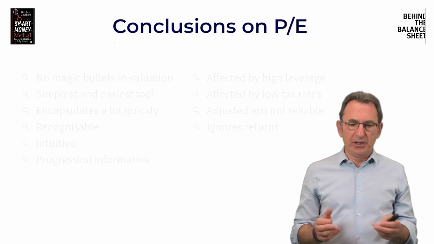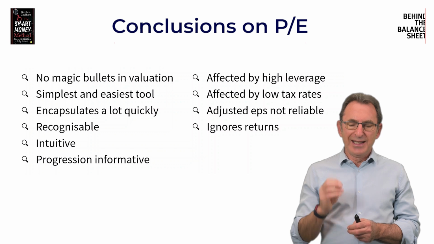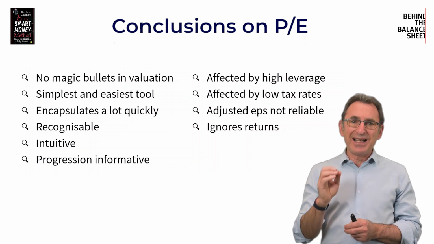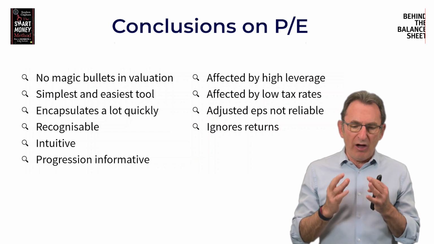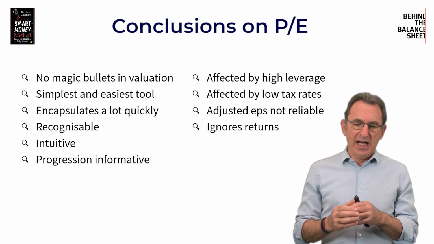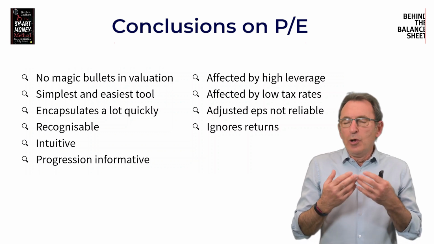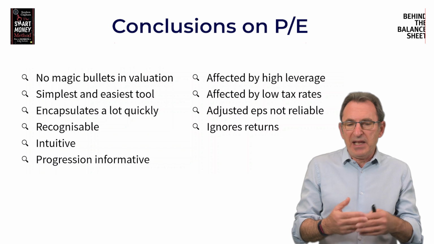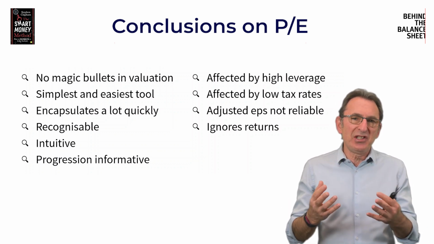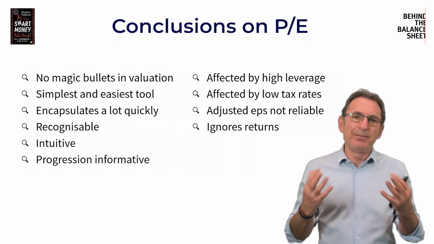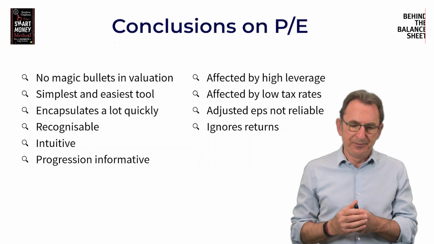So what are the conclusions on PE? The first one is there's no magic bullets in valuation. Yes, the PE is the simplest and the easiest tool, and it's very useful, but it encapsulates a lot of data very quickly. And it's recognizable, it's intuitive. When you look at a company and you say it's on a PE of 20 or a PE of 30, investors immediately understand what that implies in terms of growth and in terms of opportunity.